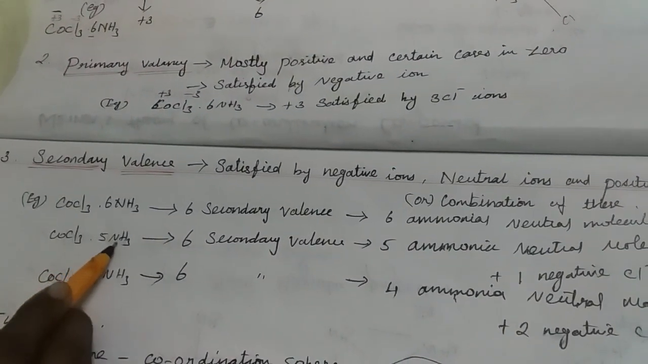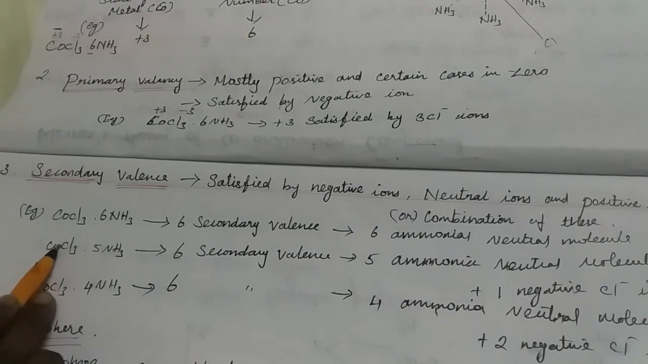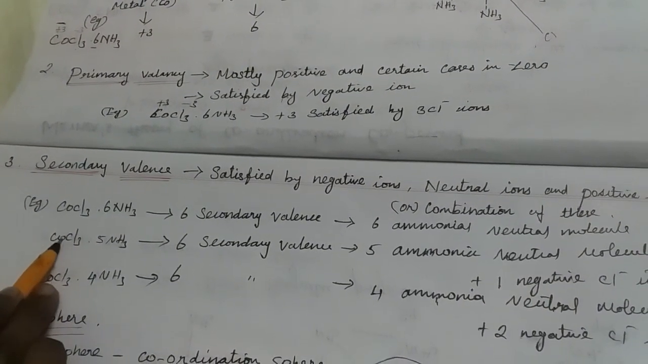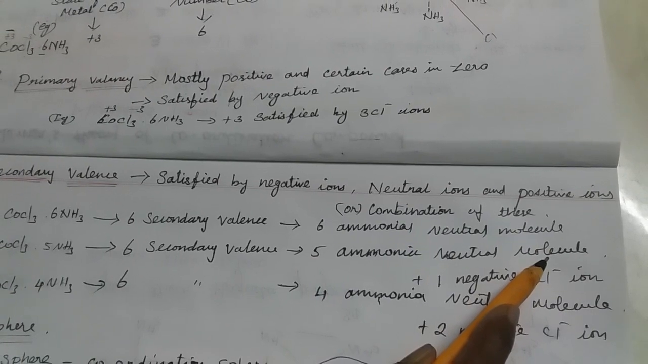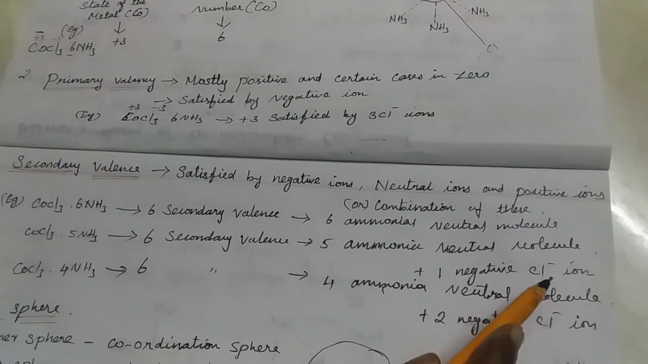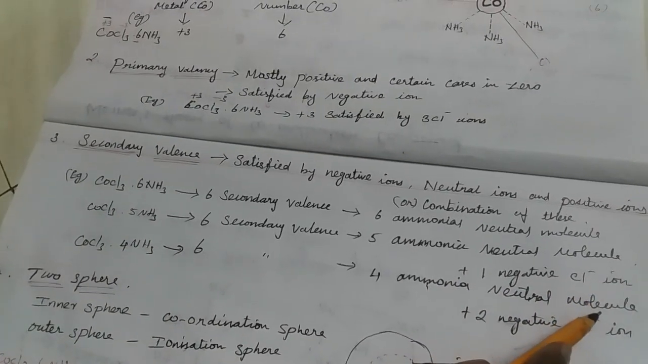Whereas in CoCl3·5NH3, the secondary valency of cobalt is 6. The 6 is satisfied by 5 neutral ammonia molecules. One is left, which is 1 negative chlorine ion, plus the primary 1 negative chlorine ion. I will explain.